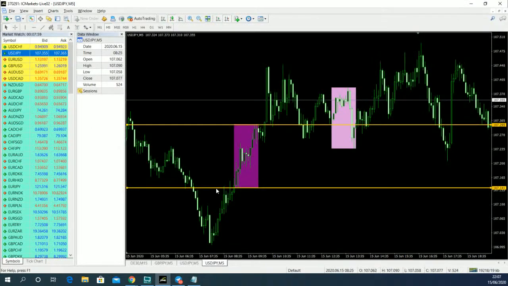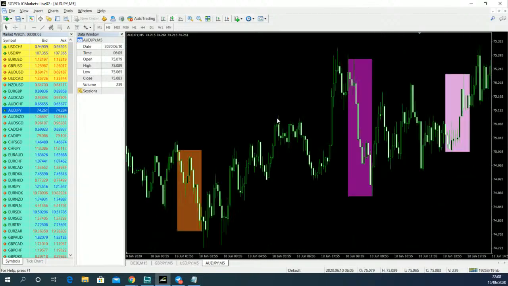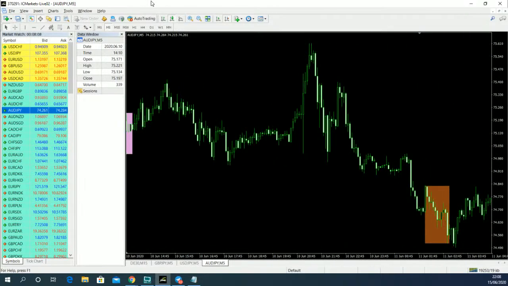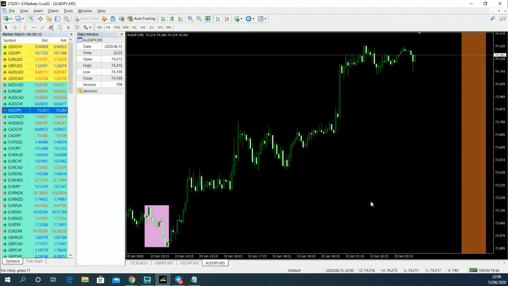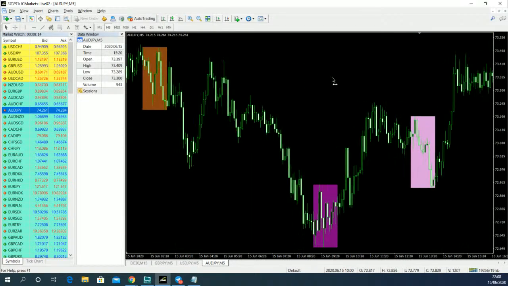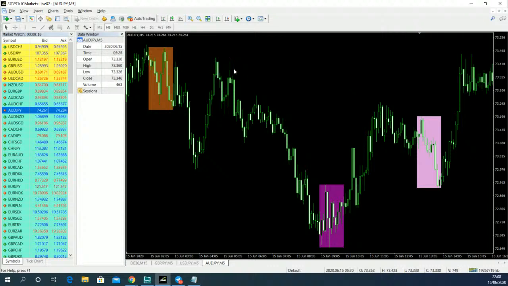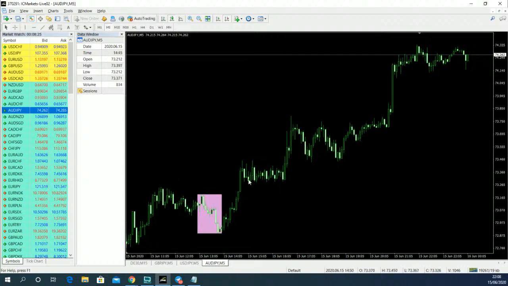I'm going to leave you with a currency pair we haven't seen today: Aussie Japanese yen. The story of Aussie Japanese yen today is that you make your TP1 and TP2 in the Asia market, you make your TP1 in the Europe market, and in the US market you make your TP1, TP2, TP3 and probably TP4.